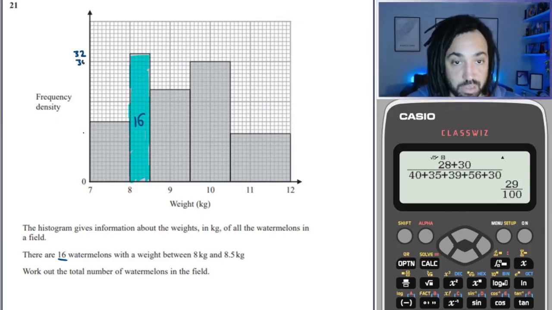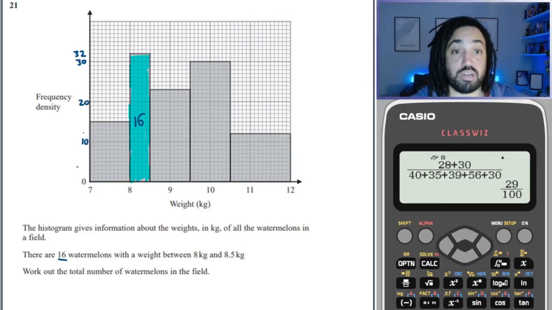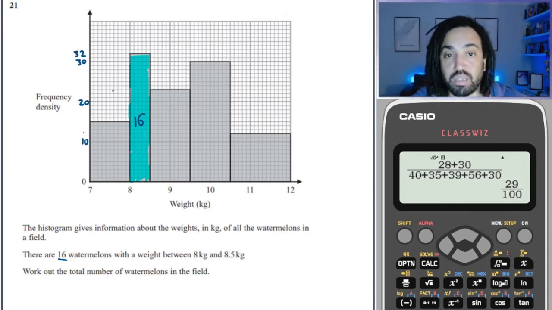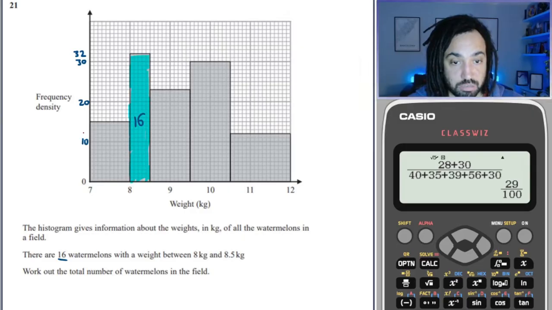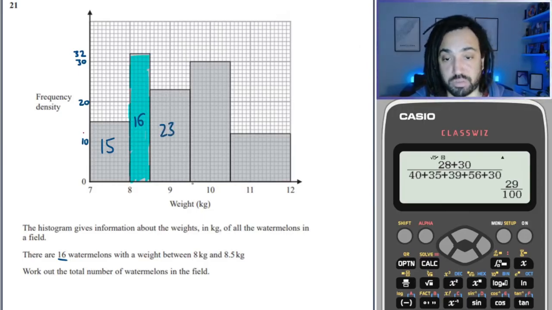So I think this big bar here is 30, which will make this one 20, which will make this one 10, and then back down to 0. So that works perfectly. Okay, so it says work out the total number of watermelons in the field. Fine, we just need to work out the areas. So we've got 1 times 15 is 15. Here, this is 1, because 8.5 to 9.5, times 23, it looks like. So 1 times 23 is 23.